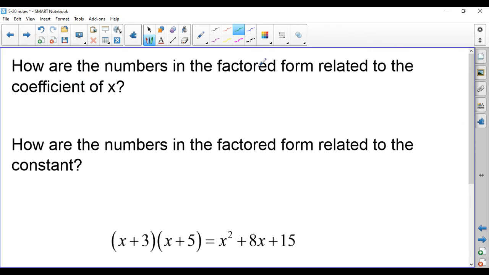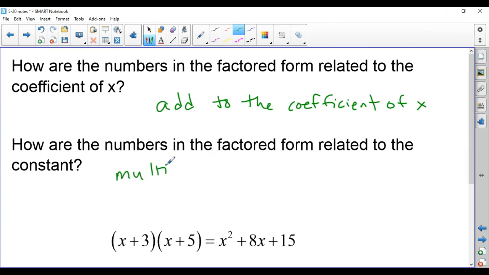The numbers in the factored form are related to the coefficient of x because they add to the coefficient. The numbers in the factored form are related to the constant because they always multiply to the constant.